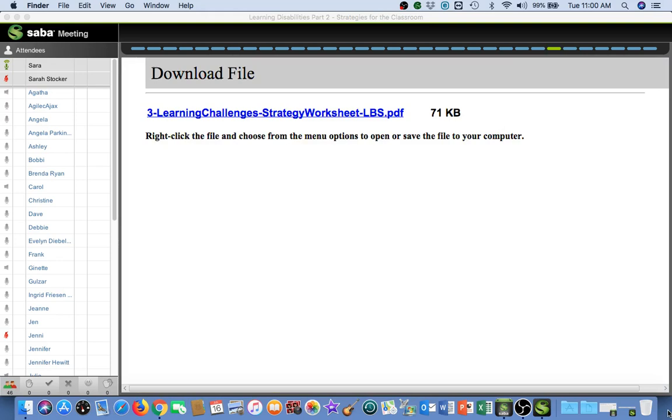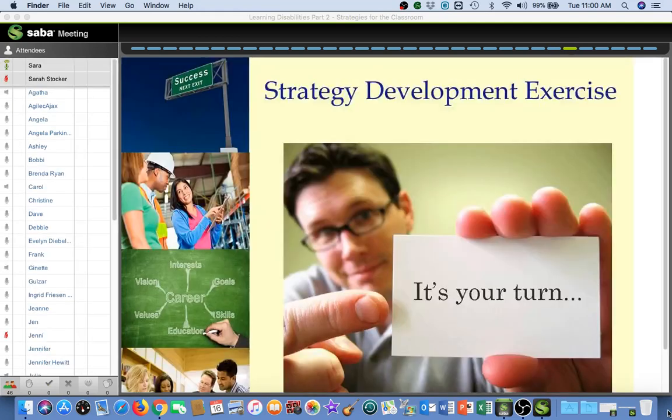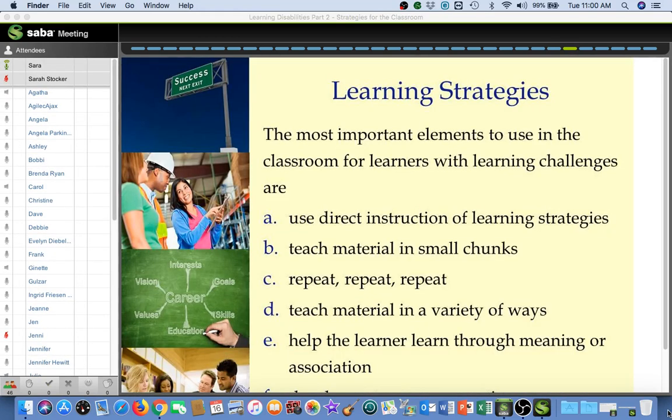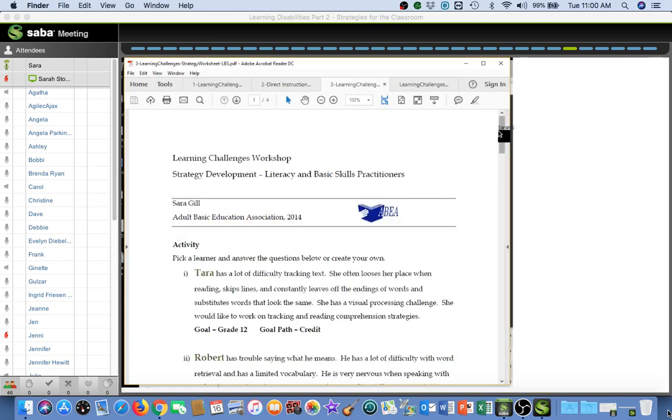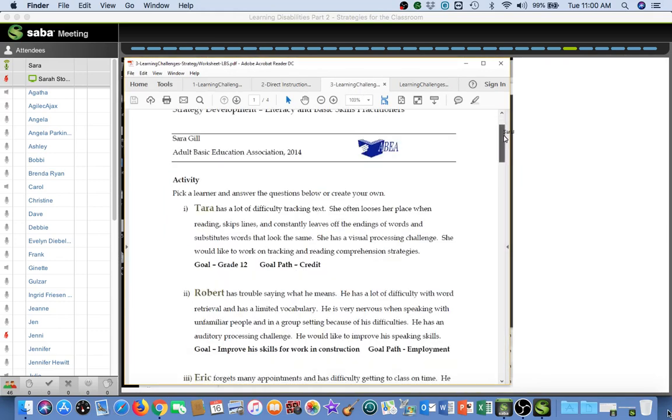Again, here is the download for the Learning Challenges Strategy Worksheet specifically for literacy and basic skills practitioners. Again, you will see in the email after the session that there is one specific to employment services as well. So I'm going to ask Sarah to bring up the one specific to literacy and basic skills practitioners, and we're just going to take a tour of that worksheet. So here is your homework, guys.